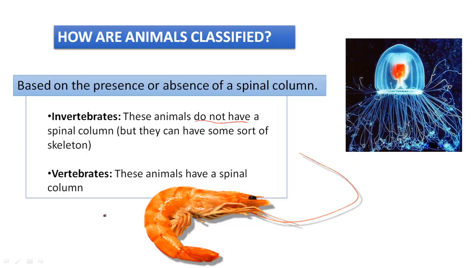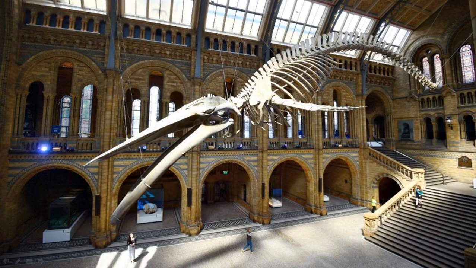Here you have an example. This picture has been taken from the Natural History Museum in London. If you have the chance to go there, you can see that this is the main hall at the entrance of the museum, and you can see this skeleton of an animal hanging from the ceiling. I'll give you a few seconds to try to guess which animal this is.